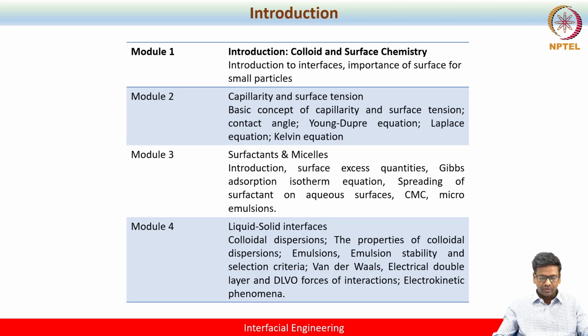So we'll mainly deal with surfactants and micelles, and we'll start with the introduction, and then we'll try to give enough insight into what are known as surface excess quantities. There is something called positive surface excess and negative surface excess, right? And what are their consequences? We'll see them. After that, we move on to the Gibbs adsorption isotherm equation, a very famous equation. This gives you the relationship between the chemical potential and surface tension. We'll look at that after the surface excess quantities.